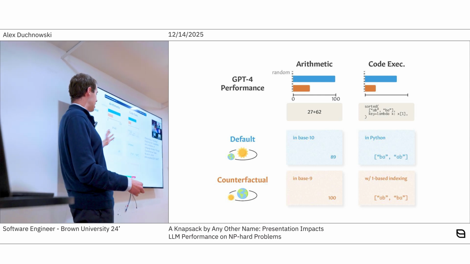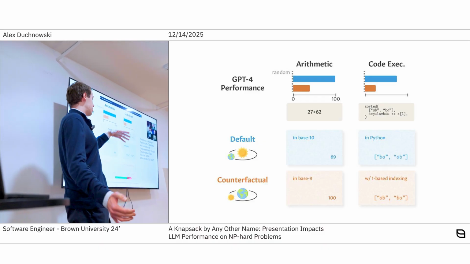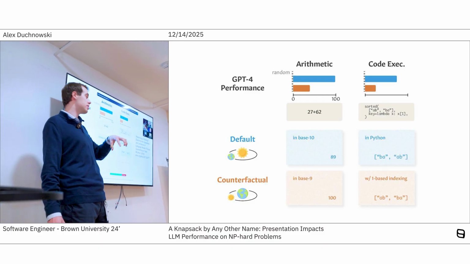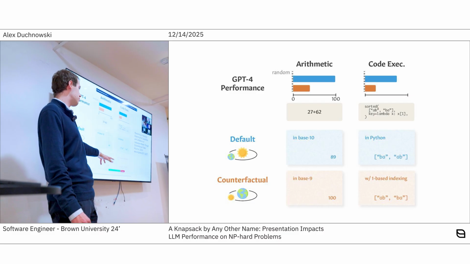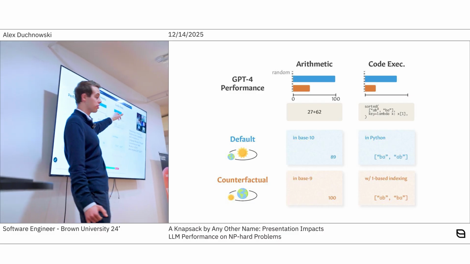Same thing happens here in Python when you have indexing, as is done in Python and many other programming languages, as being zero-based indexing. And then if you ask it to do the same code but pretend for a moment that Python uses one-based indexing, again, you see the orange bar here is shorter.